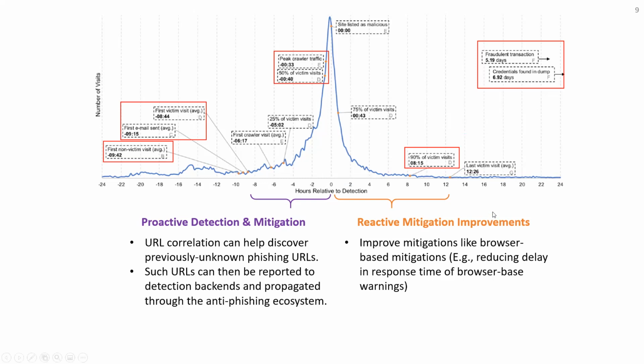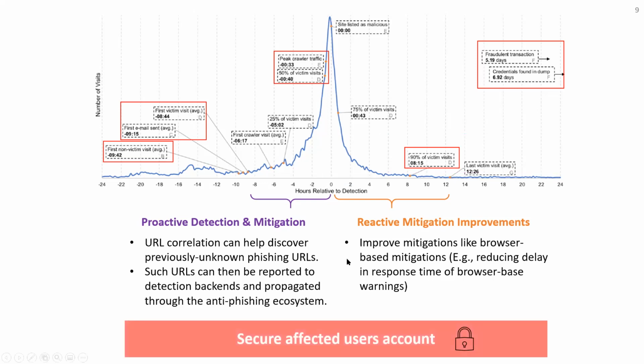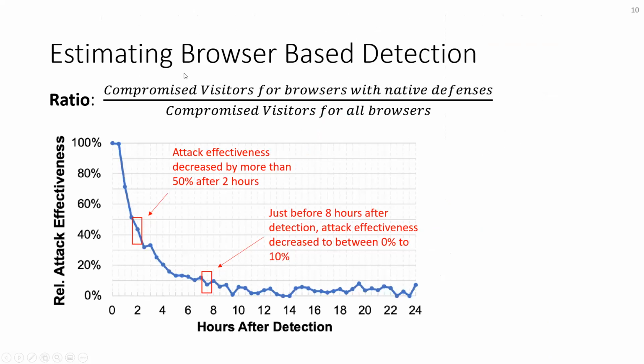Okay, so based on these two, what the organization can do is secure the affected user accounts. That is also part of the proactive mitigation. For estimating the browser-based detection, they plotted this graph where they find the ratio between the compromised visitors for browsers with native defenses like Google Safe Browsing, and compromised visitors for all browsers. Negative defense means no defense, or with defense.